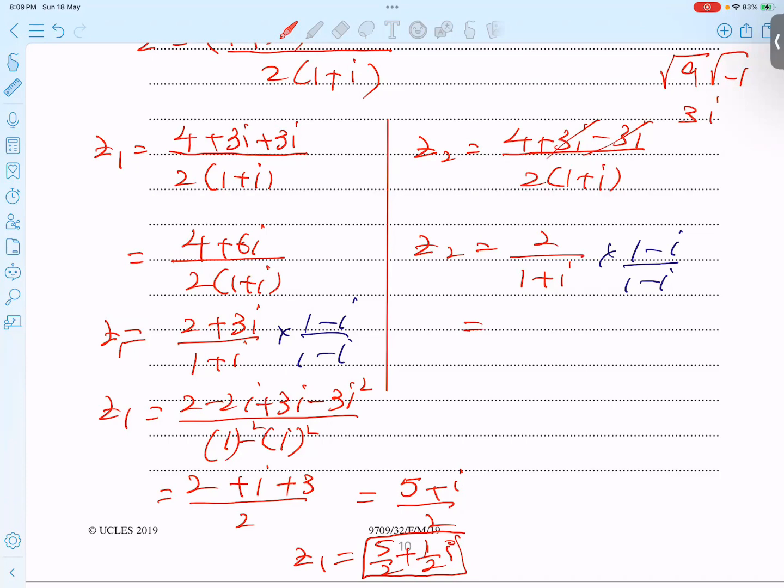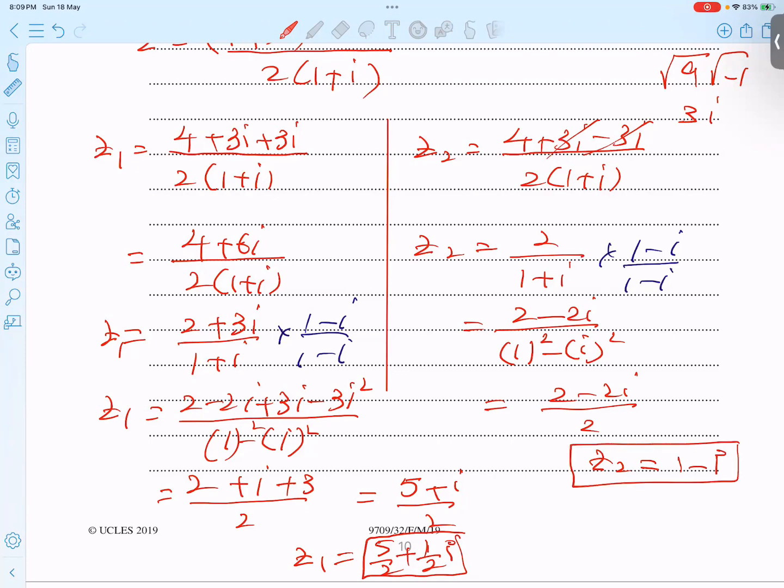Let's talk about Z2. So I got a 2 minus 2 iota over 1 square minus iota square. I got 2 minus 2 iota. I got a 2 down. And finally, I got what? Finally, Z2 is coming to me as 1 minus iota.